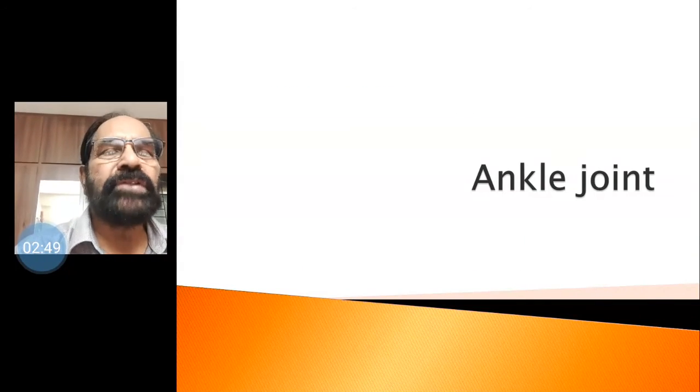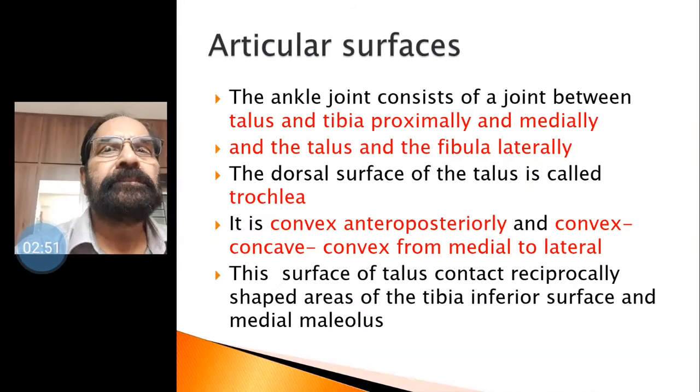Then we go to the ankle joint proper. Coming to articular surfaces, the ankle joint consists of a joint between the talus and the tibia proximally and medially, and talus and fibula laterally.